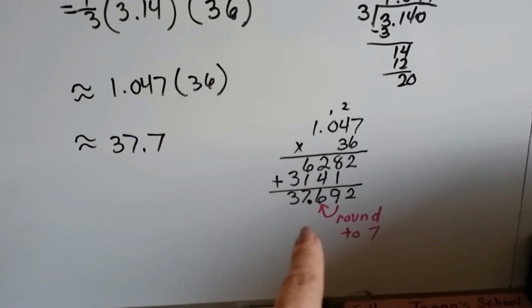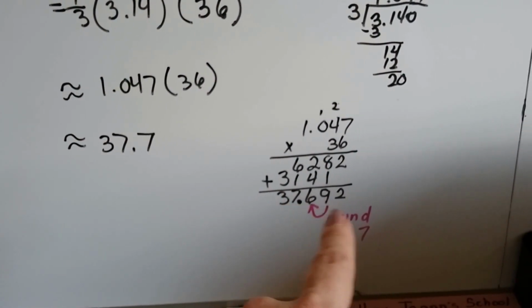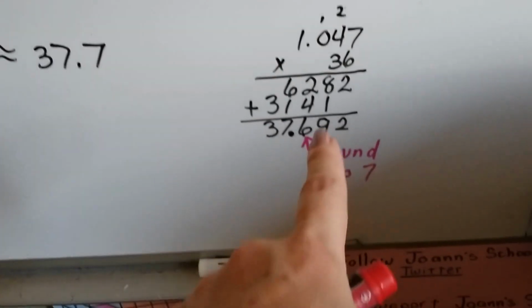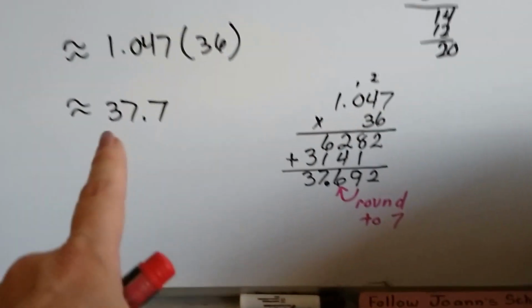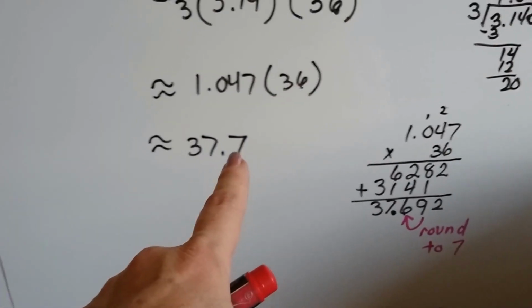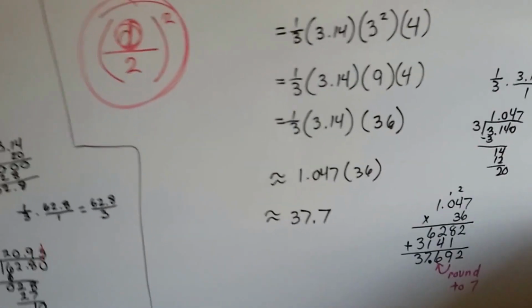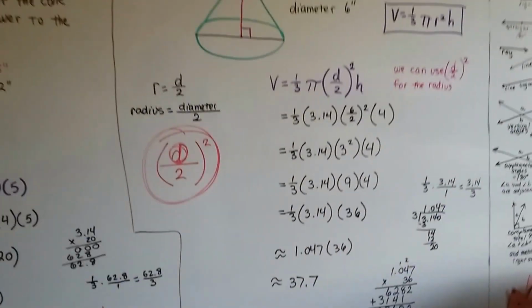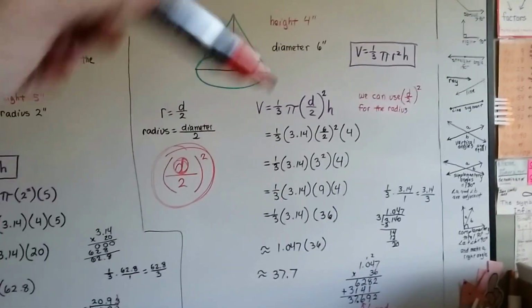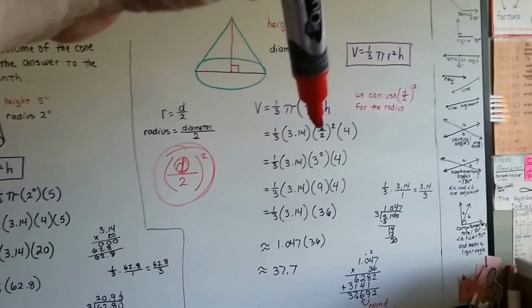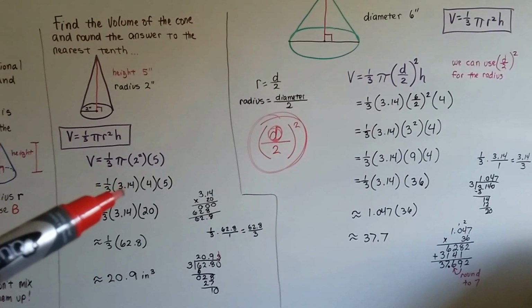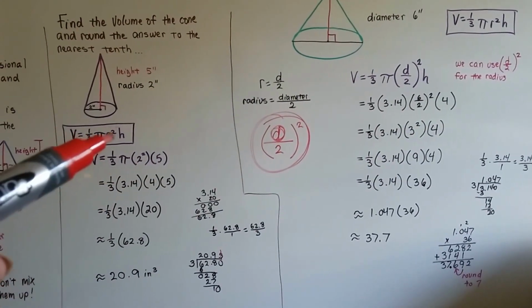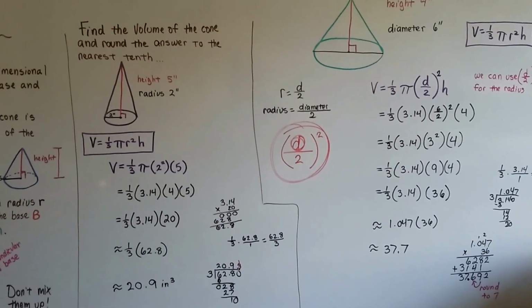1.047 times 36 came out to 37.692, and the 9 tells the 6 to round up to 7, to the next biggest number, so I got approximately 37.7. See? And it's approximate because of the pi sign, remember? So you can write the diameter divided by 2 for the equation, or you could do the radius squared, just like in the formula here, see?